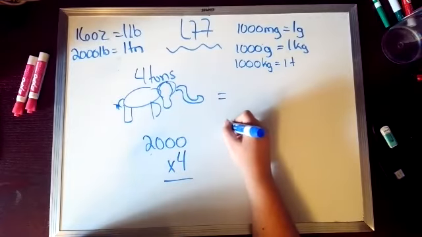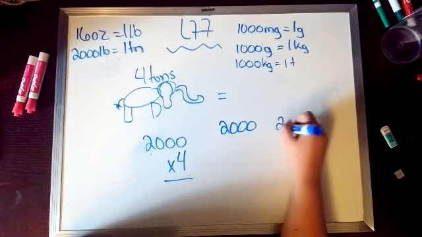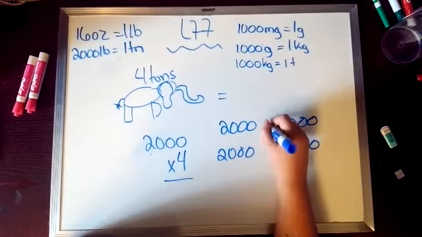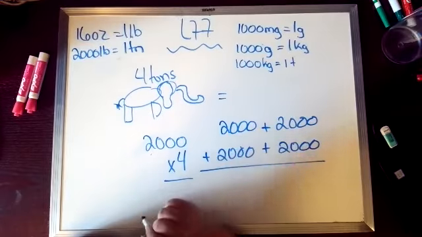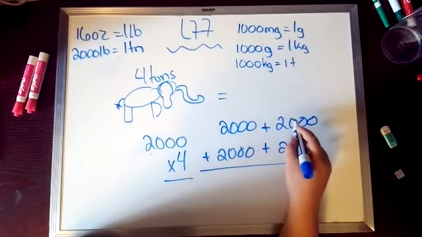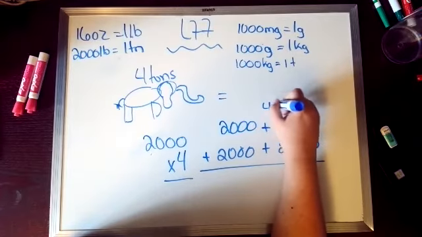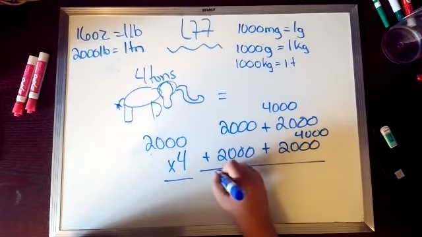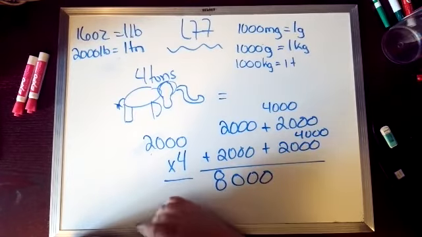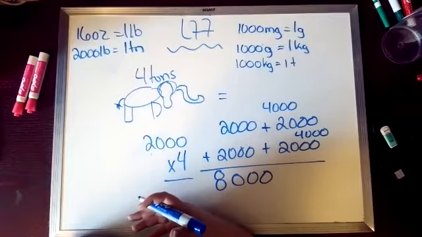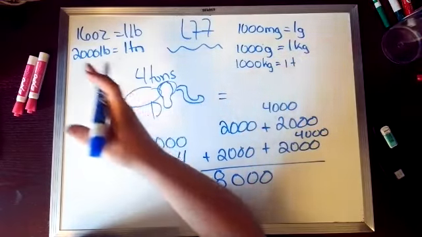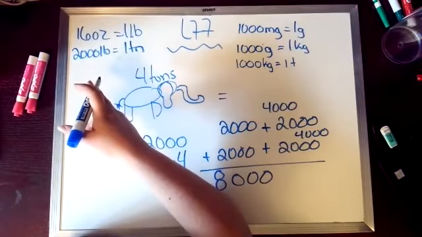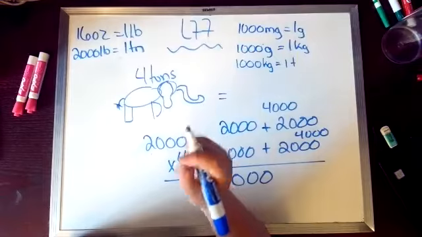So if I did 4 groups, 2,000, 2,000, 2,000, 2,000, and I add them all together, I would get 2,000 plus 2,000 is 4,000. 2,000 plus 2,000 is 4,000. And I would get, in the end, 8,000. Third way to do it is to just count in twos. So you have 4 tons. I know 2,000 pounds is in 1 ton. So I'm going to count 4 twos is 8, and then add all my zeros, which gives me 8,000.